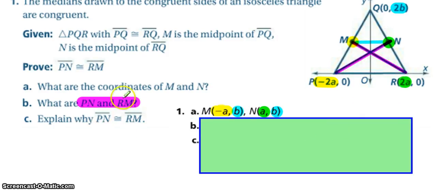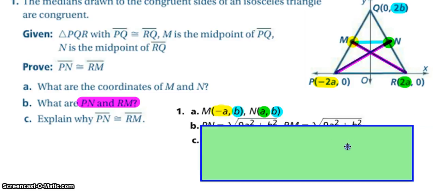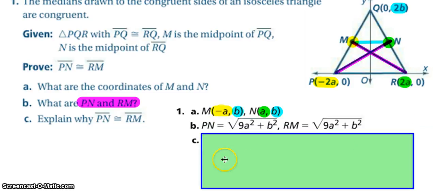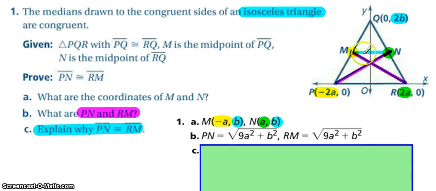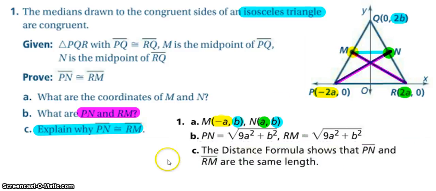When we are looking for the distance of PN and RM, we know that we're just looking for the lengths of these diagonal lines, so we can use our distance formula, and once we apply that, we find our values of radical 9a squared plus b squared. Our distances here are actually congruent because what we've done is create a trapezoid. I've shown it here by connecting the points M and N, but what we actually have is an isosceles trapezoid. Since we started with an isosceles triangle, once you connect the midpoints, you have an isosceles trapezoid. And we know that isosceles trapezoids have diagonals that are the same length.